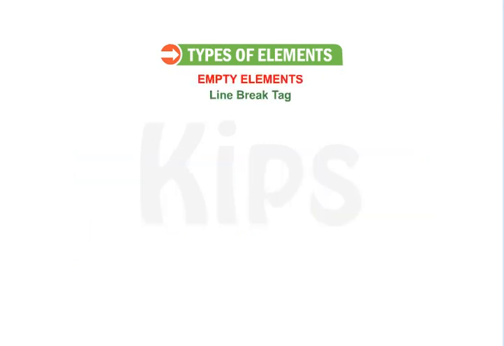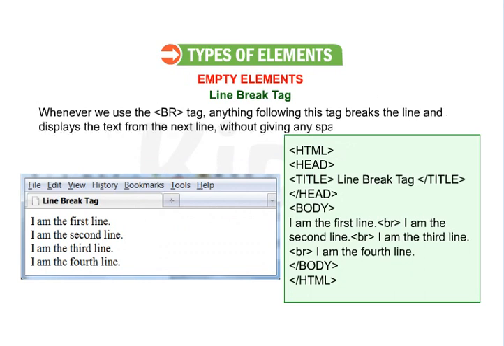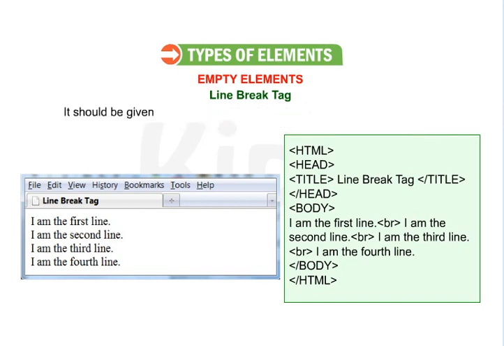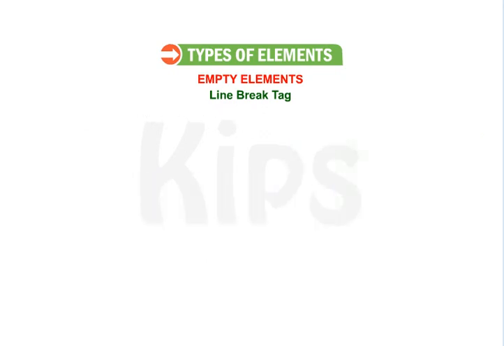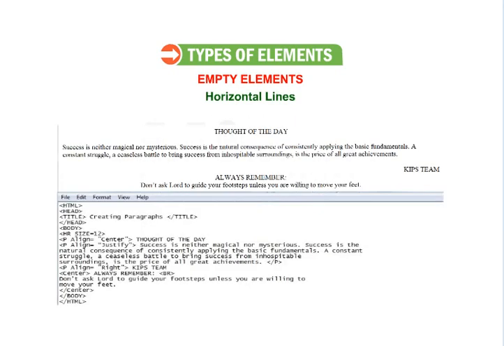Second element is empty elements. Line break tag. Whenever we use the BR tag, anything following this tag breaks the line and displays the text from the next line without giving any space between two lines. It should be given at the end of the line, after which a new line is required. Syntax is <BR>.